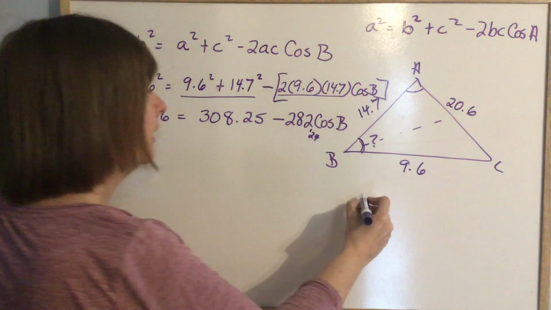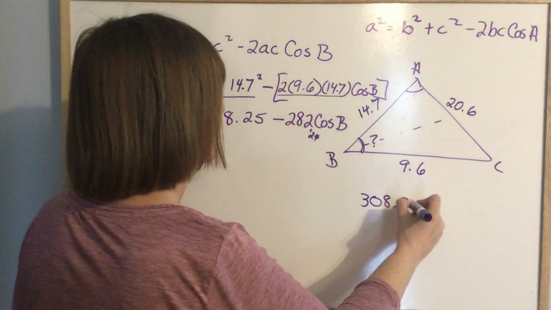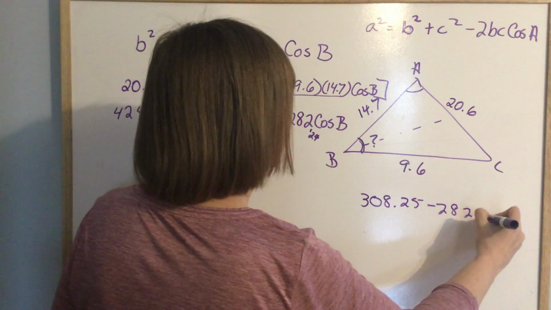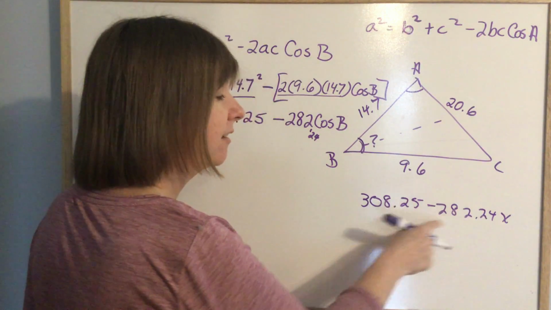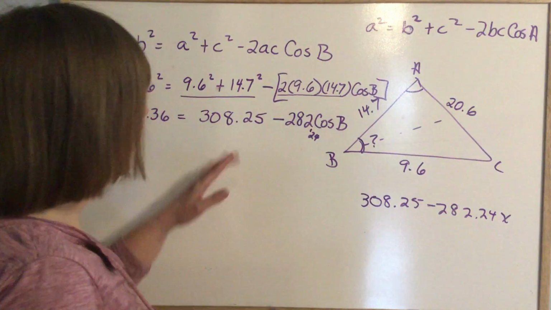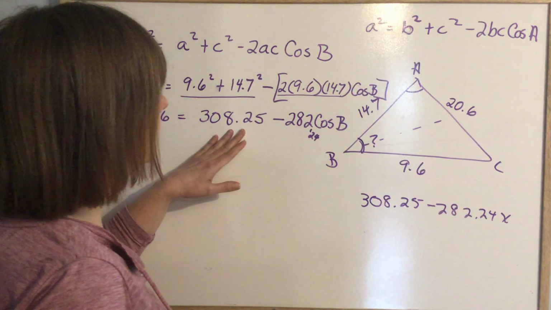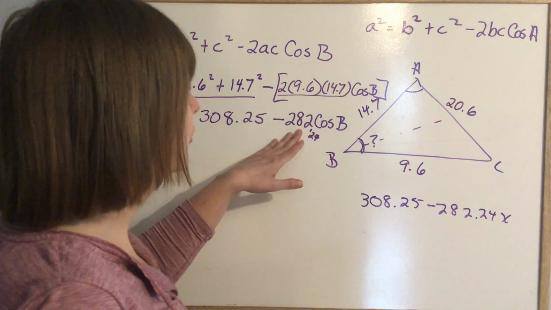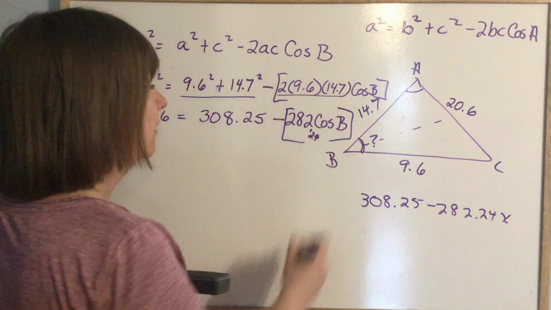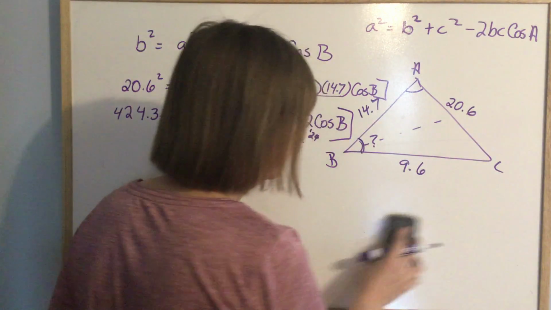But that would be like doing 308.25 minus 282.24x. I can't subtract those two because they're not like terms. I cannot subtract 308.25 and 282.24 because this is all one piece.